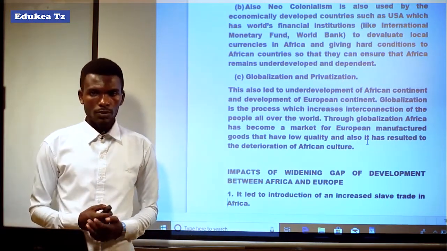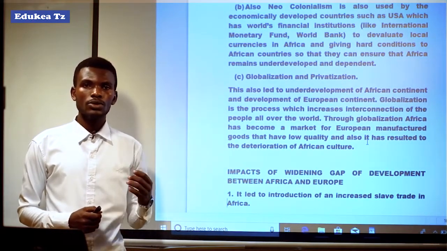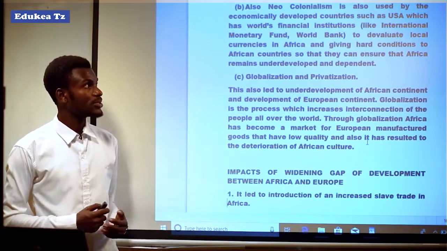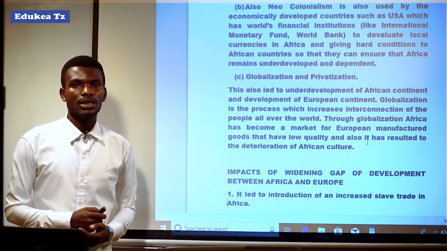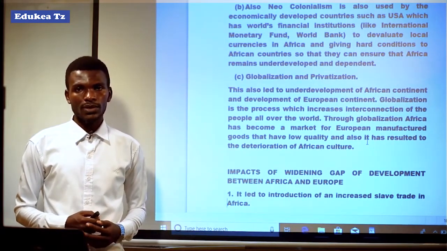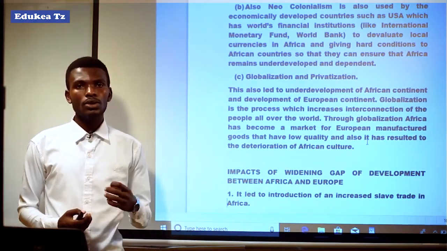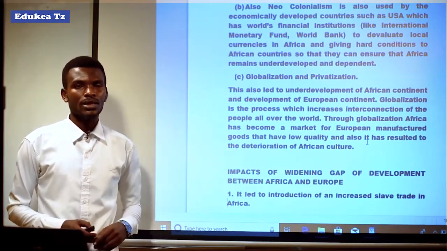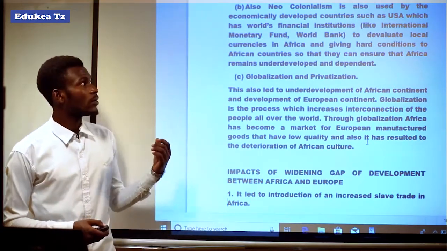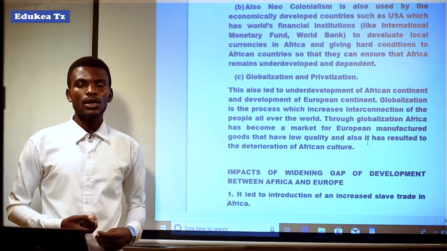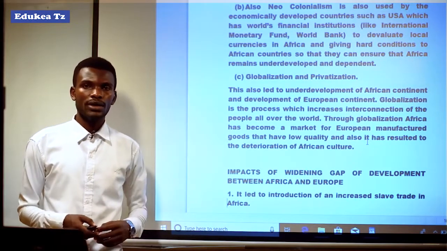It means that neo-colonialism has also been used by economically developed countries such as the USA, through world financial institutions like the International Monetary Fund and the World Bank, which devalue the local currencies of African countries and add conditions so that they remain underdeveloped and dependent on their donor countries.